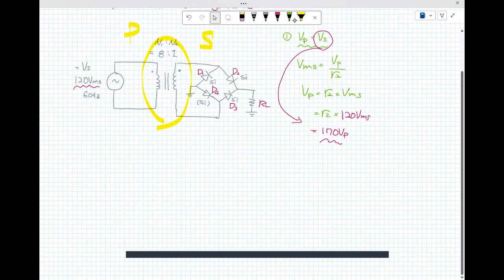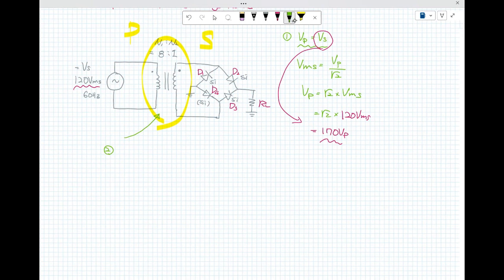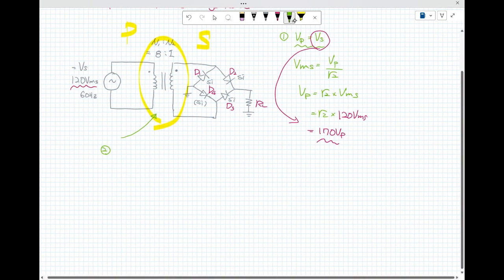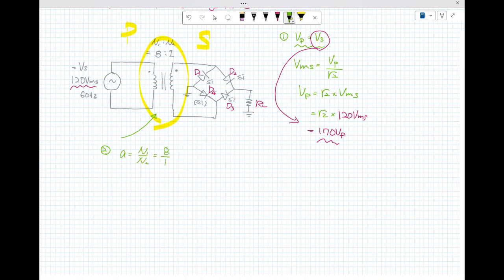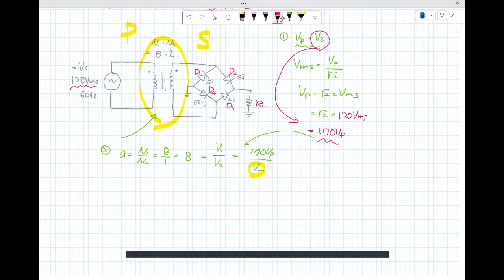Okay, now step two. See that in the transformer, of the primary and secondary side, usually the primary is the AC voltage source, and the secondary part is the load part, okay? So that was the turns ratio, 8 to 1, N sub 1 over N sub 2. That was the same thing as the primary side voltage and secondary side voltage, okay? So V sub P divided by V sub 2.